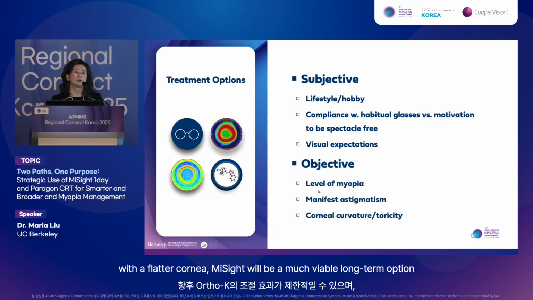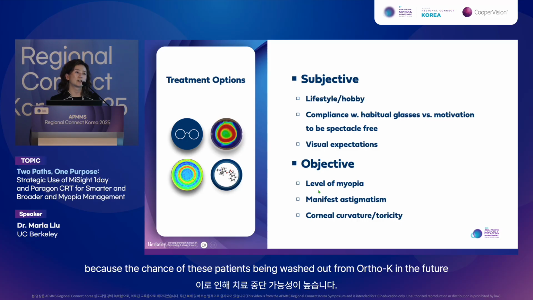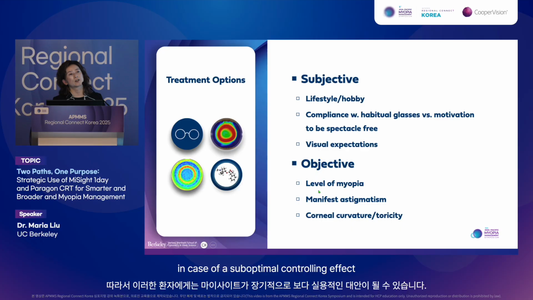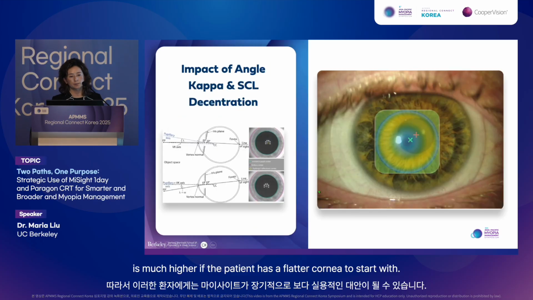And for patients with the same level of myopia with a flatter cornea, MiSight will be a much more viable long-term option, because the chance of these patients being washed out from ortho-K in the future, in case of a suboptimal controlling effect, is much higher if the patient has a flatter cornea to start with.